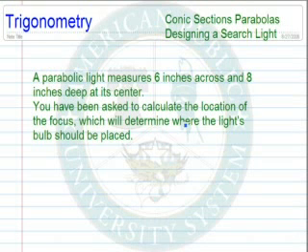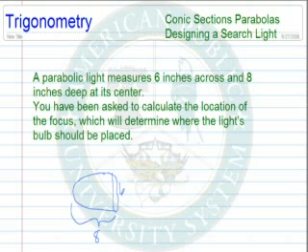This is another application of using what we know about parabolas to locate a place on a searchlight where a bulb should be placed. If a parabolic light measures 6 inches across and 8 inches deep at its center, again we can just draw a really rough sketch of that. Where it would be 6 all the way across, and that this distance here would be 8 inches deep at its center.